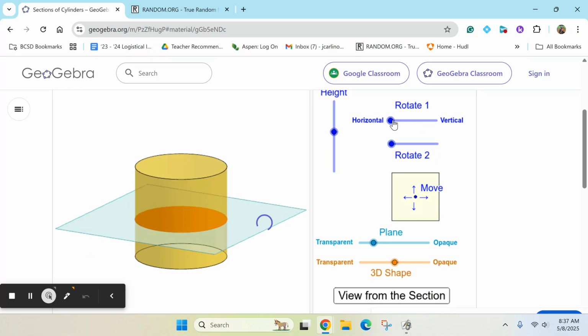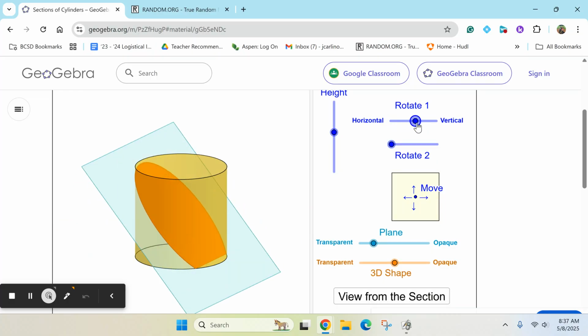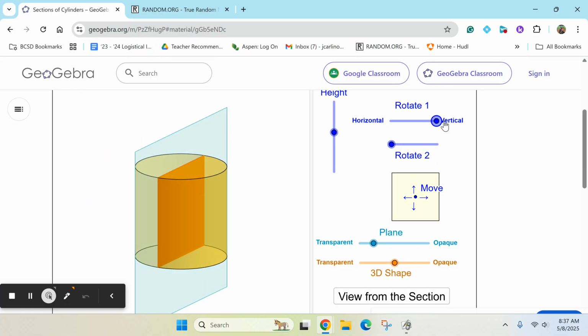What's the deal here? There we go. Okay, take a look. I cut it vertically. It's not a circle anymore, is it? It's a rectangle. So when you're dealing with the cross sections of figures, you have to understand where you're cutting it because that could change the shape of the cross section.